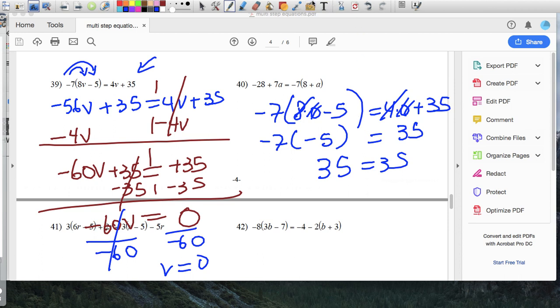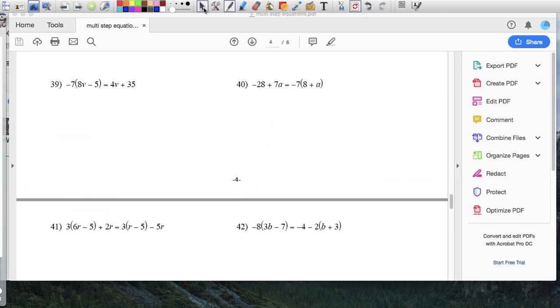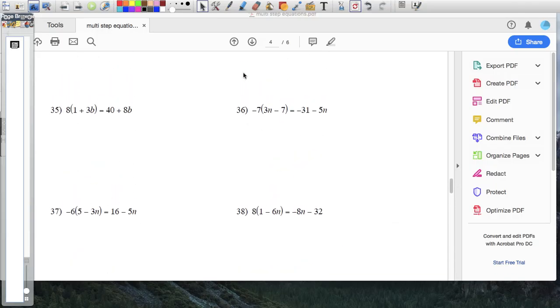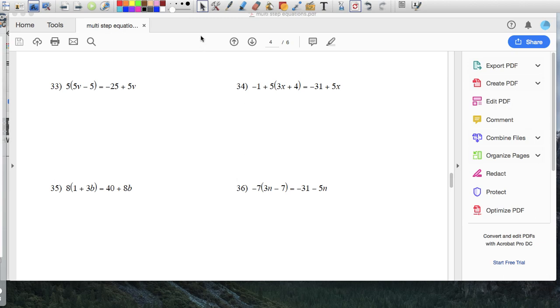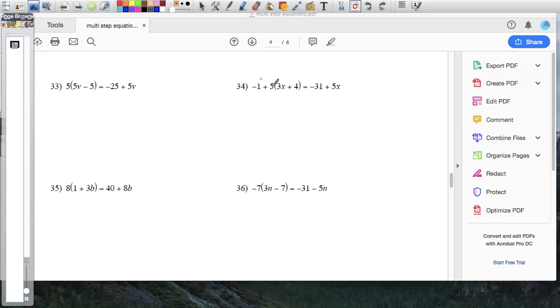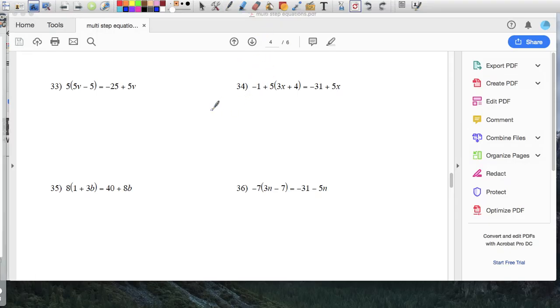So after 39, I'm doing 34. Okay, so over here, there's definitely distributive property, there's definitely combined like terms, but you always start with distributive property. So negative 1, positive and a positive is positive, which is 15x. Positive and a positive is positive, which is 20.